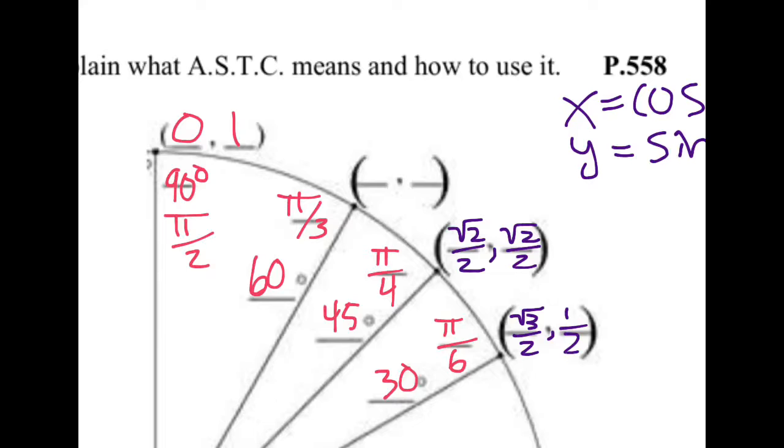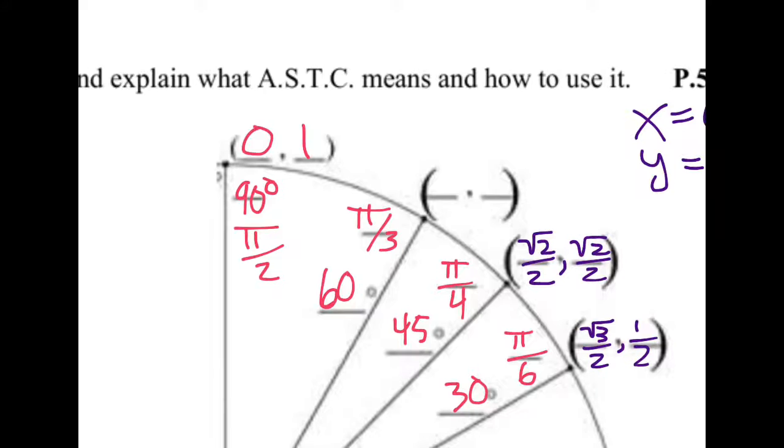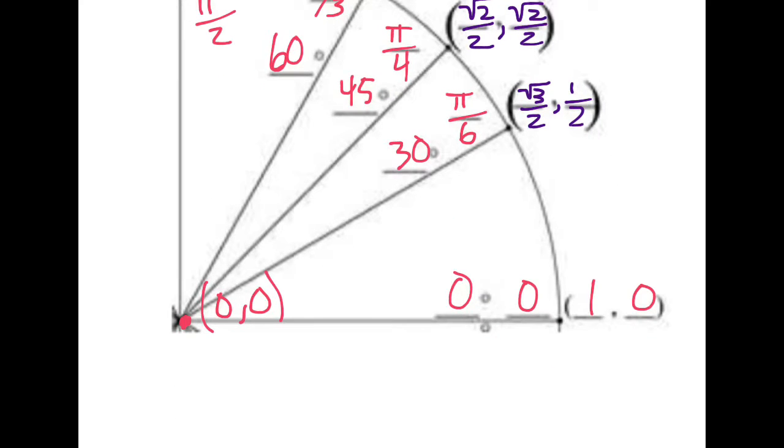Okay, well, what about this next point? 60 degrees, aka pi over 3, aka 2 pi over 6, is special because it is the same as the 30-degree triangle, but with the points switched. So now the x value is 1/2, and the y value is the square root of 3 over 2. And there you have it. We're completely done labeling this first quadrant.